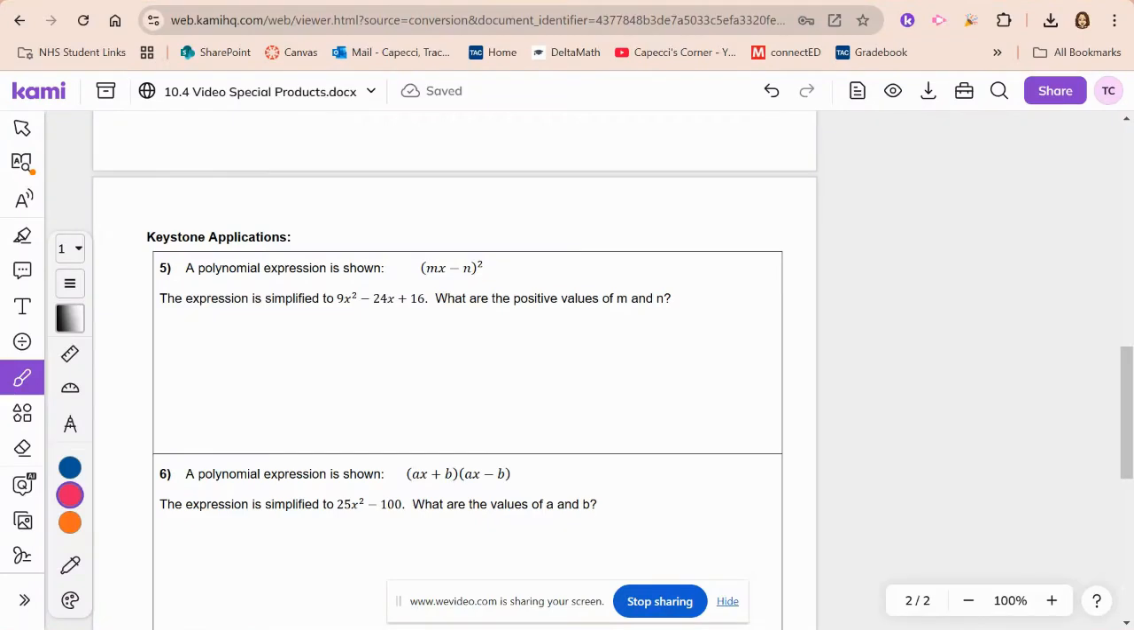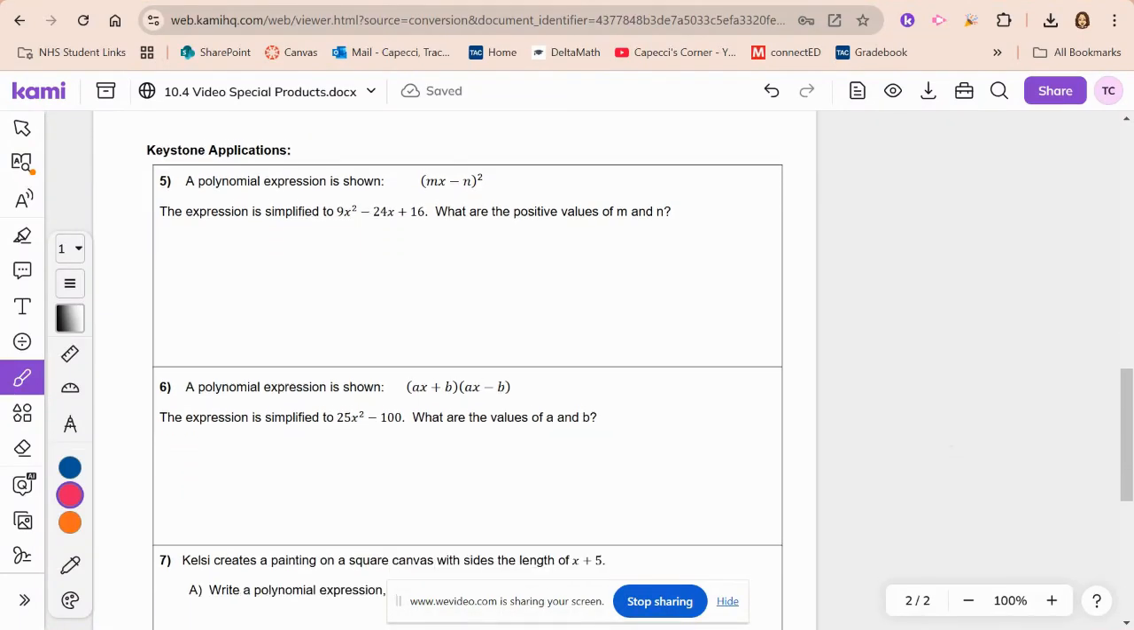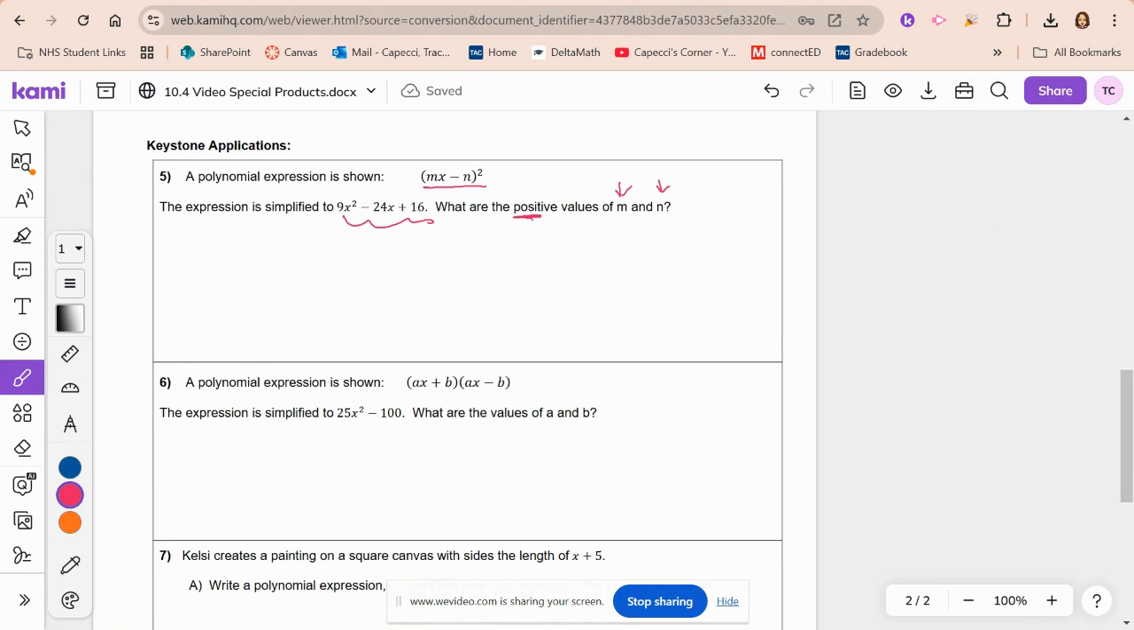All right, moving on, we're going to look at some Keystone applications for those living in the state of Pennsylvania who have to take the state test. It says a polynomial expression is shown below. We have that. An expression is simplified right there. That means when it's done, that's what we're going to get. What are the positive values of both m and n? Okay, so it does look confusing, but we're just going to go with what we know, and we're just going to take it one step at a time.